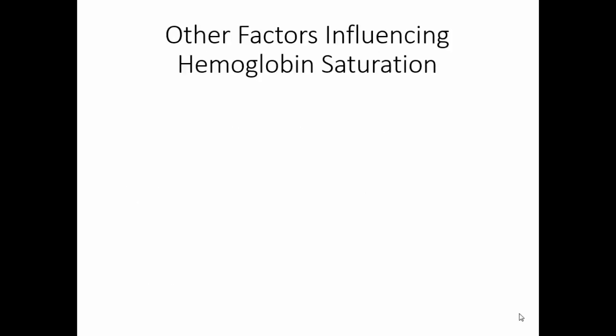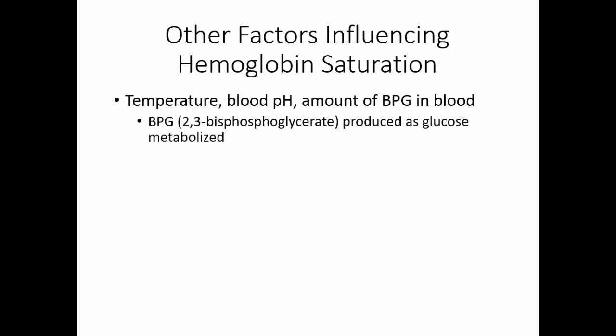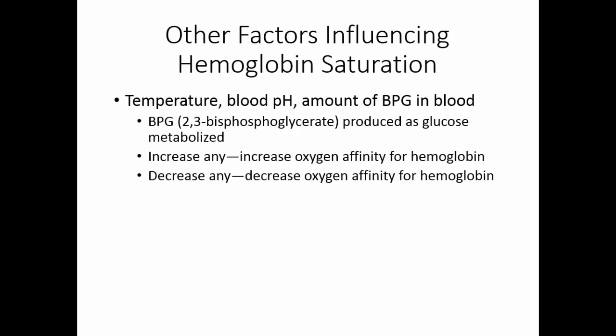There are other factors that influence hemoglobin saturation. These are temperature, blood pH, and the amount of BPG in the blood. BPG is 2,3-bisphosphoglycerate. This is produced as a byproduct of glucose metabolism. If you increase any of these, oxygen affinity for hemoglobin increases. If you decrease any of them, oxygen affinity for hemoglobin decreases. That is, hemoglobin gives up oxygen easier.